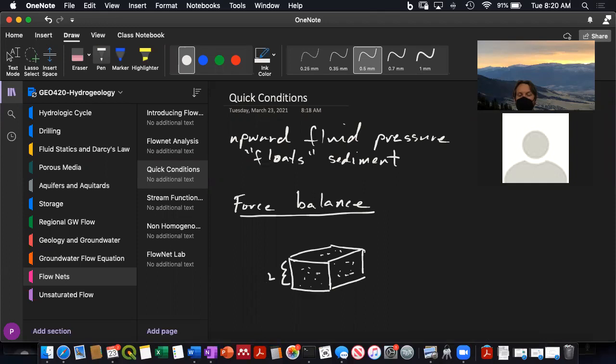And we're interested in the force balance on this cube, all right? And let's just say that it's a small cube. So L is really small. And we can think about the upward pressure. So let's say that we're able here to install a piezometer that comes down and measures the fluid pressure or the head at this point at the bottom of our cube. All right, so we'll talk about what the measurement is, but we've got one piezometer measuring the head at the bottom. And then we've got another piezometer measuring the head at the top.